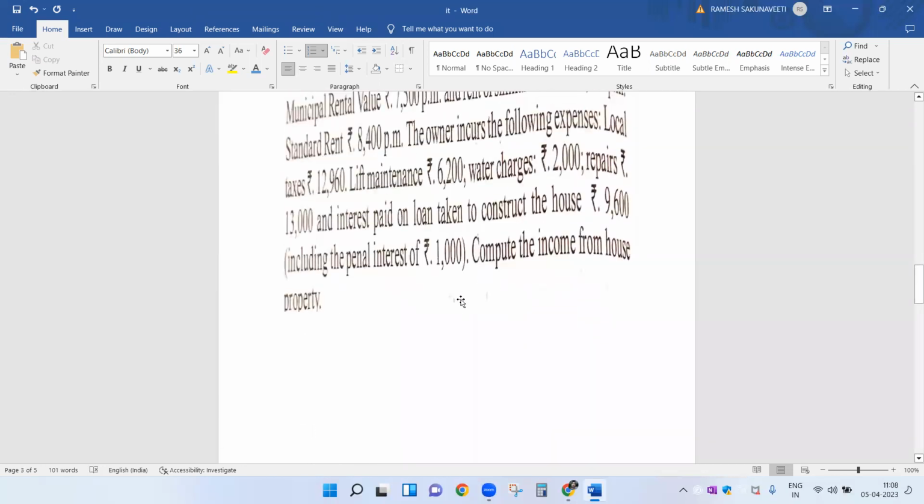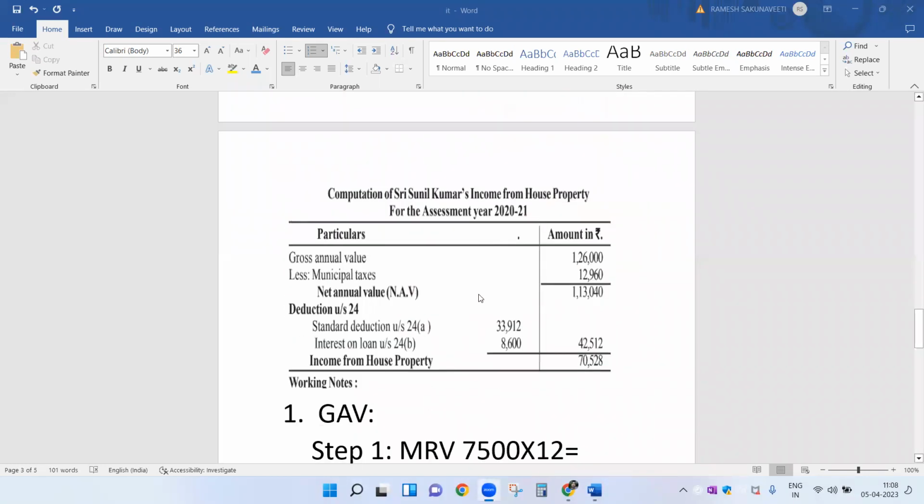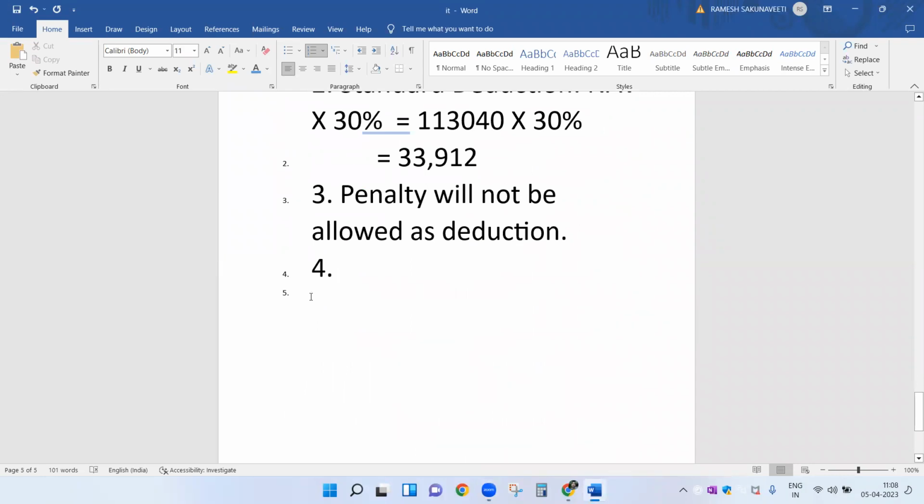Let us look at the problem once. Here, in the problem they asked you to compute only income from house property. But it is good if you also know one more thing. How many heads are there in Income Tax? How many heads are there? What are those 5 heads? Yes, what are the 5 heads? Income from salaries, income from house property, income from business, then income from other sources.